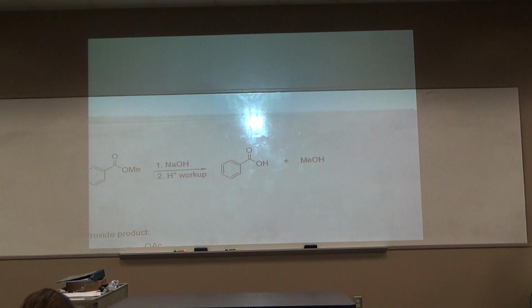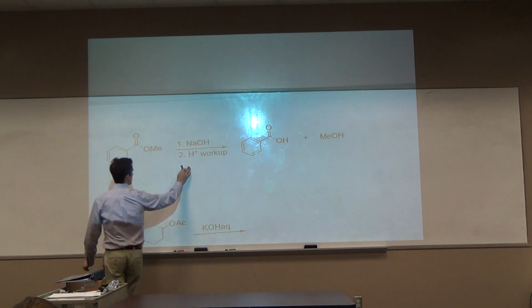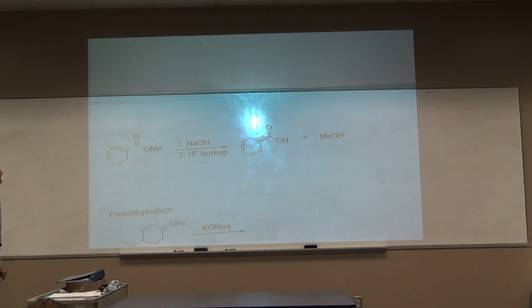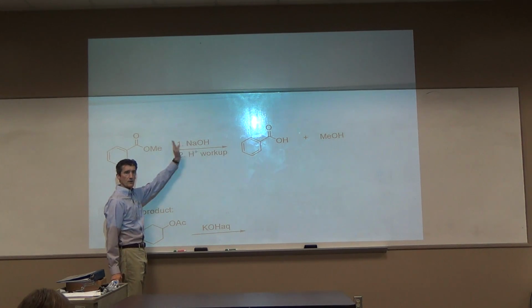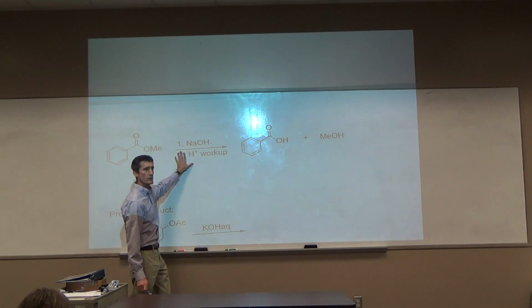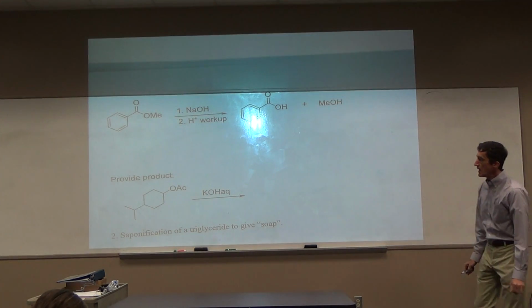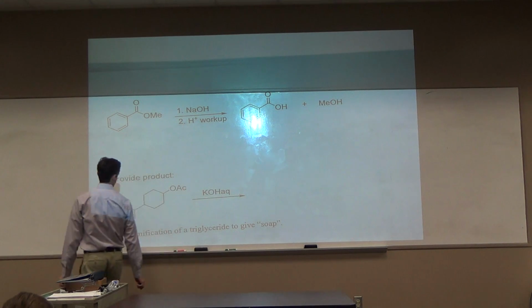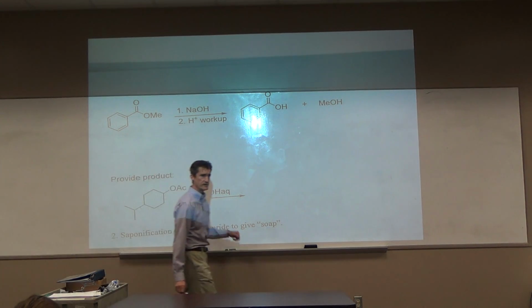The one on the next page shows hydrolysis under basic conditions. Here we can use sodium hydroxide followed by H plus workup, and we can get carboxylic acid, methanol. Why do we need the H plus workup here? Under basic conditions, we're making an acid. The acid's going to exist in the basic form. We need to put the proton on with the workup, right? Provide product down here. It's going to be what? Alcohol plus the acetic acid?